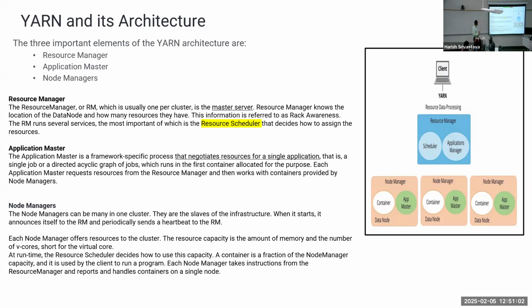What is the application master? The application master is a framework-specific process that negotiates resources from the resource manager for a single application. There may be many applications, but each has its own application master. That is a single job or a directed acyclic graph of jobs.